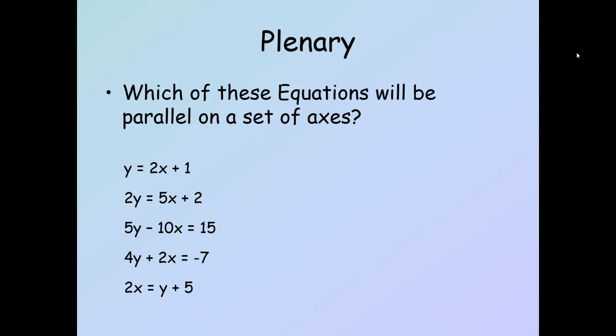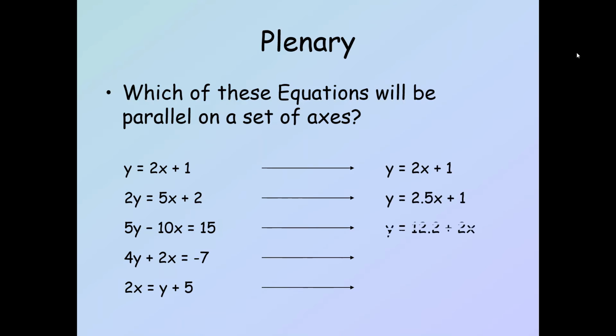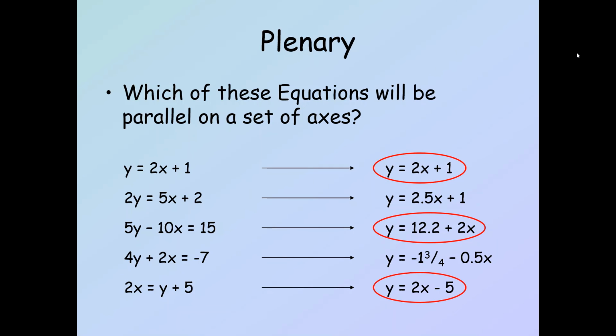The answers. So we need to start by rearranging the equations so we can find the gradient of each. Pause just now if you got the rearranging incorrect for any of yours so that you can correct your answers. Now, which ones are parallel? These ones all have a gradient of 2.